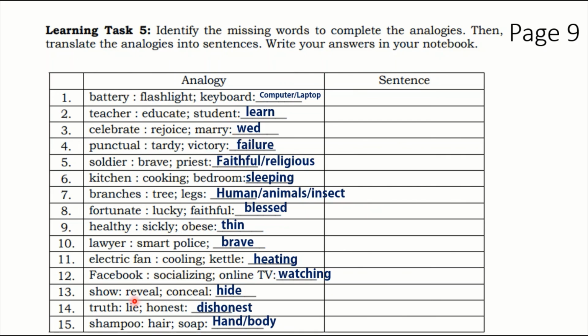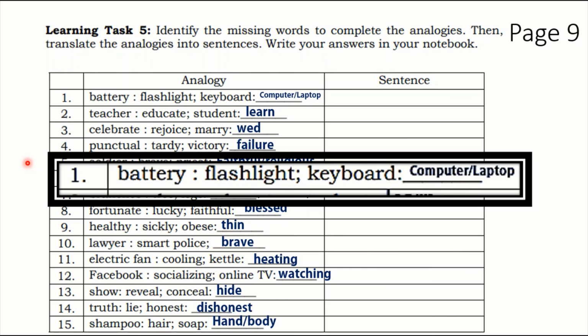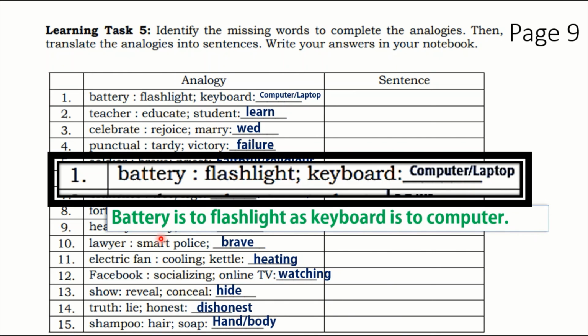For number 1, battery is to flashlight, as keyboard is to computer or laptop. The sentence would be, battery is to flashlight, as keyboard is to computer. So you just use is to express the colon, and as to express the semicolon, or the colon is to. Now, do items number 2 to 15 on your own. Go!